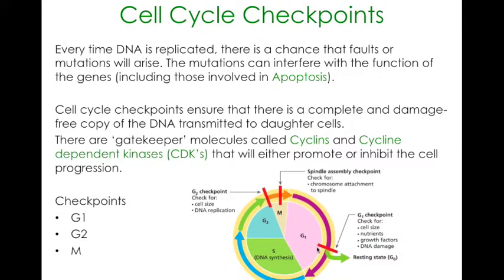The first one occurs right at the end of the G1 phase, after the cell has grown and prepares to replicate its DNA. These molecules will then kick into action and stop the cell progression and check for cell size. It checks that all the nutrients are there for the DNA to replicate. It also checks that the DNA isn't damaged before it's replicated.